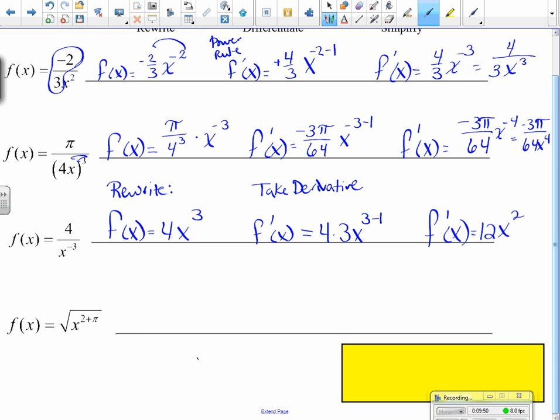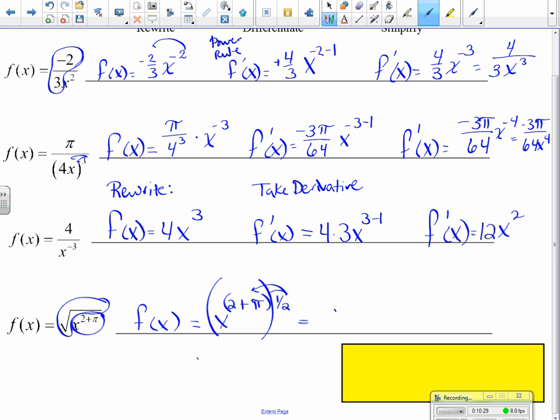Oh, this one looks super weird, doesn't it? Well, let's rewrite it first. F of x. So it's got a square root. That's like a 1/2 power. Yeah, 1/2 power would make sense, wouldn't it? So I could write it like that, where I have, here's my inside piece, x to the 2 plus pi, and then the outer index is a square root, so it's a 2. That's a 1/2. Now let's distribute this through and see what happens.